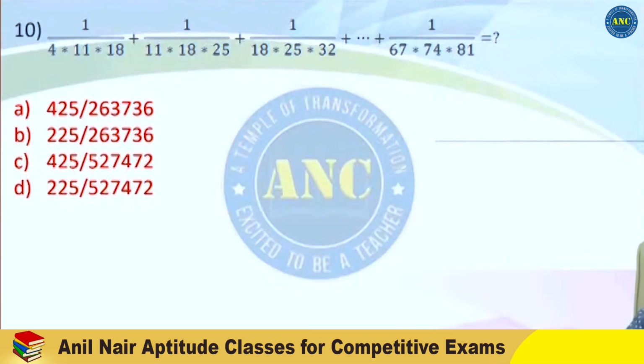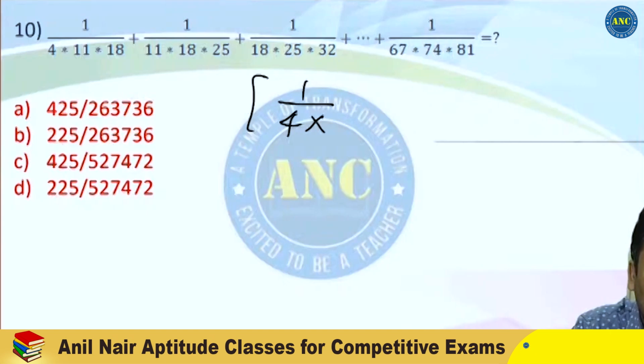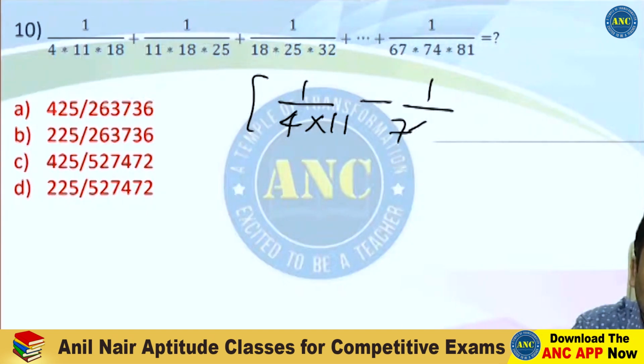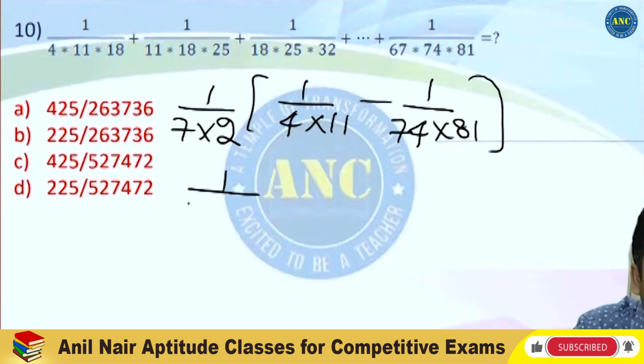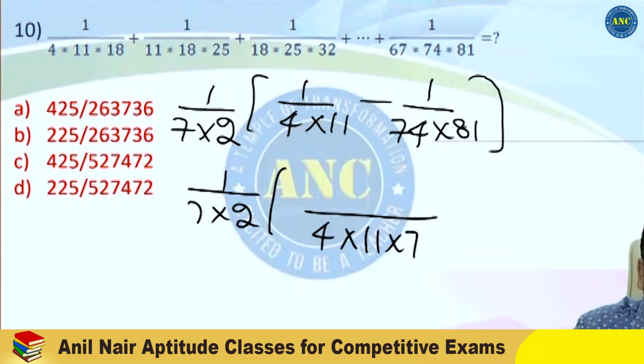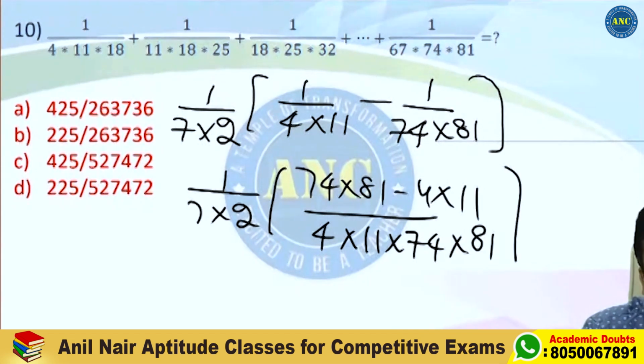Now, see here, sir. I can tell one shortcut for you, but 2 options are the same. Now, we will go by the traditional method. This is 1 by 4 into 11 minus 1 by 74 into 81. This is 1 by 7, 3 numerical values are becoming 2 numerical values. So 1 by 7 into 2, take this one, 4 into 11 into 7 into 81. 74 into 81 minus 4 into 11. Calculate it, you will get the answer.